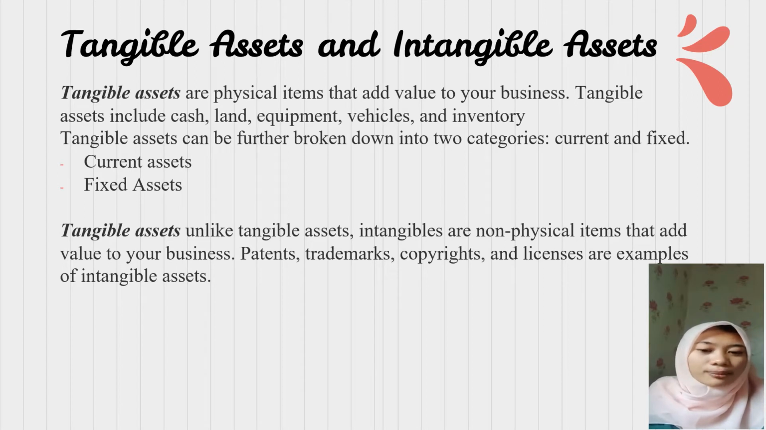Tangible assets can be further broken down into categories: current and fixed. Current assets are liquid items that can easily be converted into cash within 1 year. These assets are more liquid than fixed assets: cash, inventory, and accounts. Fixed assets, on the other hand, are long-term assets that cannot be converted into cash within 1 year: building, land, equipment.